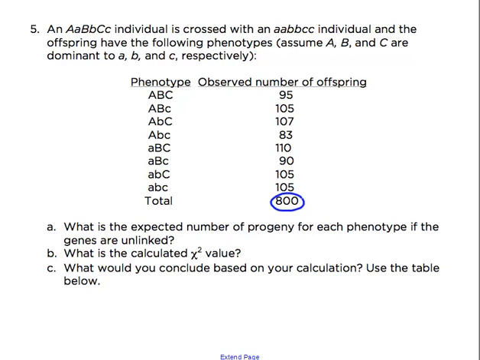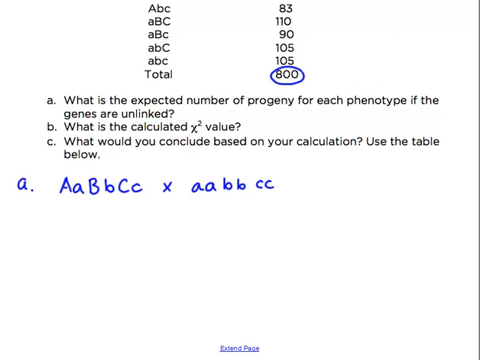Well, let's look at the parents that we're crossing. We have a trihybrid, which means heterozygous at all 3 genes, and we're crossing it with a homozygous recessive at all 3 genes. So what are the gametes that these individuals can produce? This homozygous recessive can only produce an little a, little b, little c gamete. And remember, this is under the assumption that these genes are unlinked.